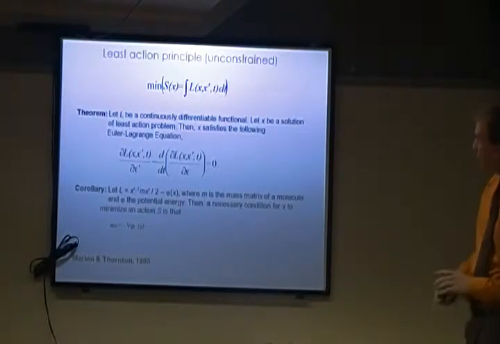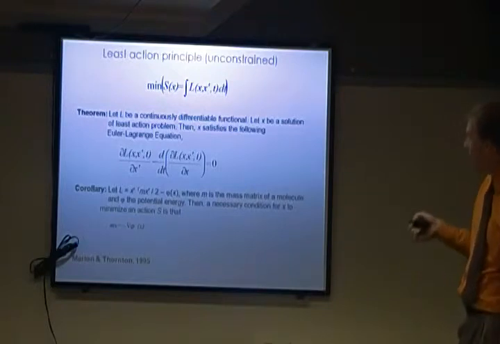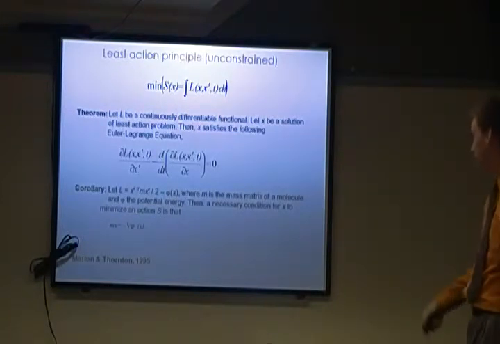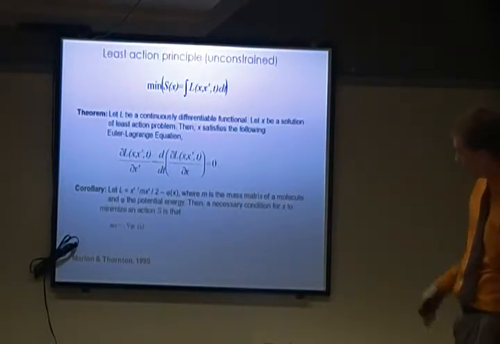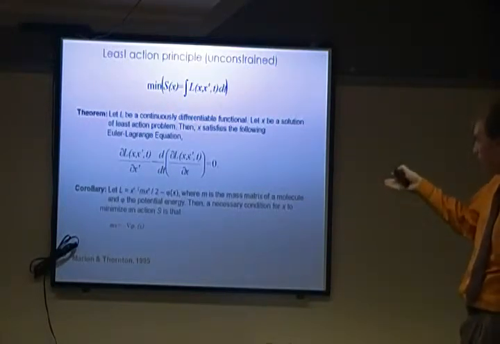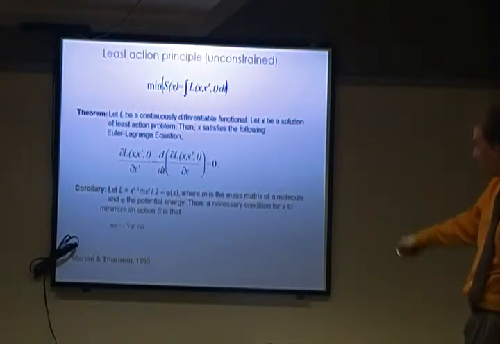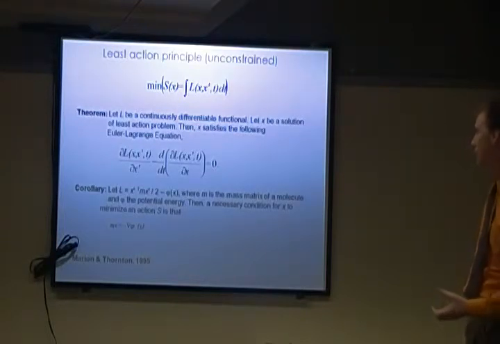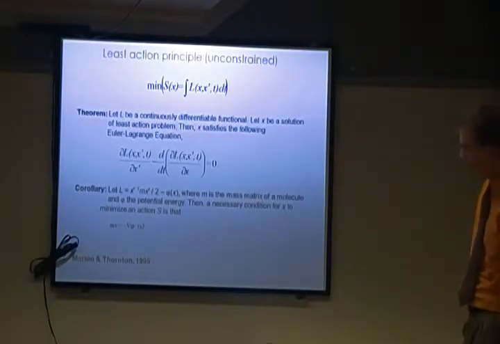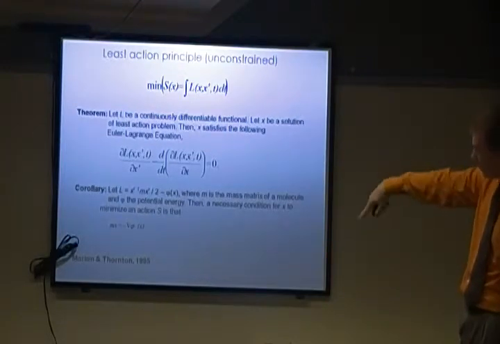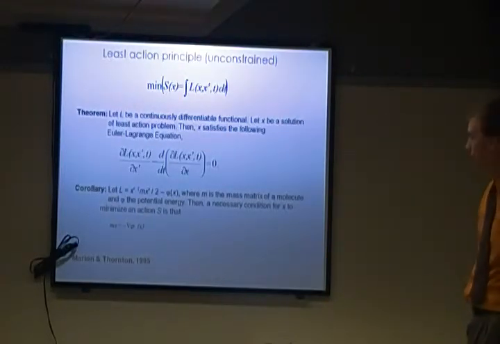Theorem: let L be a continuously differentiable function and let X be the solution of the least action problem. Then X satisfies the Euler-Lagrange equation as stated here. It follows by a corollary that if we let L be X prime transpose M X prime over 2 minus the energy function, where M is the mass matrix of the molecule and phi is the potential energy function, then a necessary condition for X to minimize that action is that M X double prime is equal to the negative gradient of phi, showing that there is a relation between Newton's law and the least action principle.